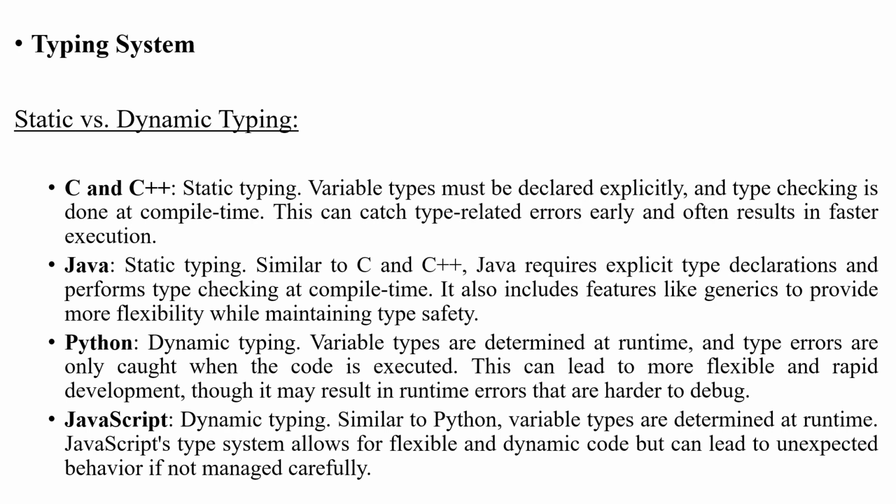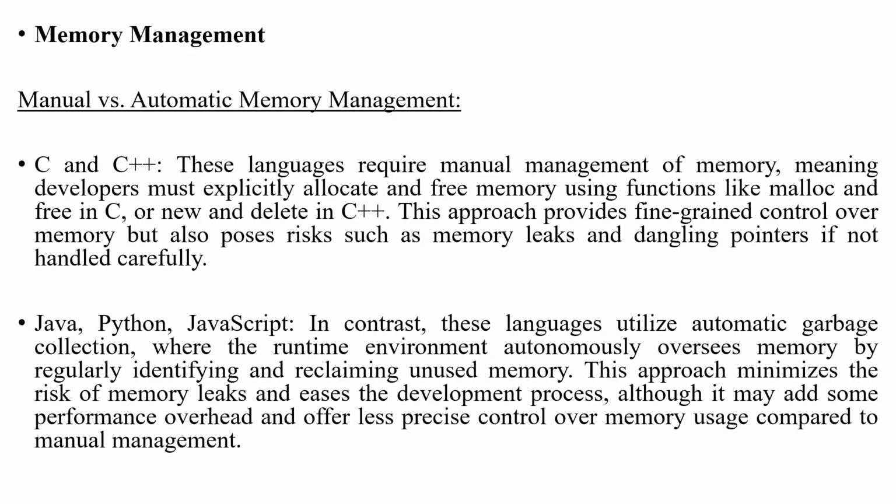Python uses dynamic typing. Variable types are determined at runtime, and type errors are only caught when the code is executed. This can lead to more flexible and rapid development, though it may result in runtime errors that are harder to debug. JavaScript also uses dynamic typing, similar to Python; variable types are determined at runtime. JavaScript's type system allows for flexible and dynamic code but can lead to unexpected behavior if not managed carefully.